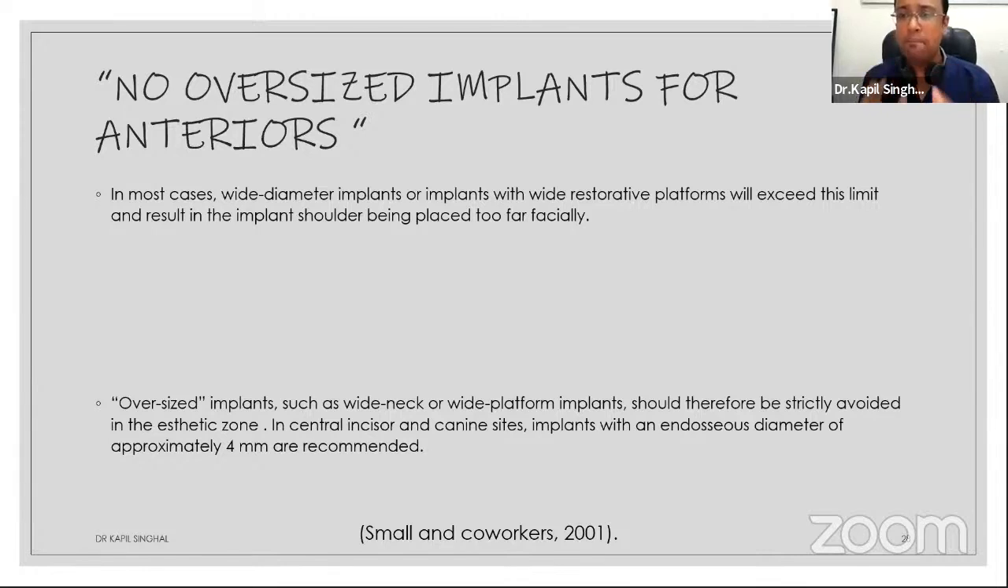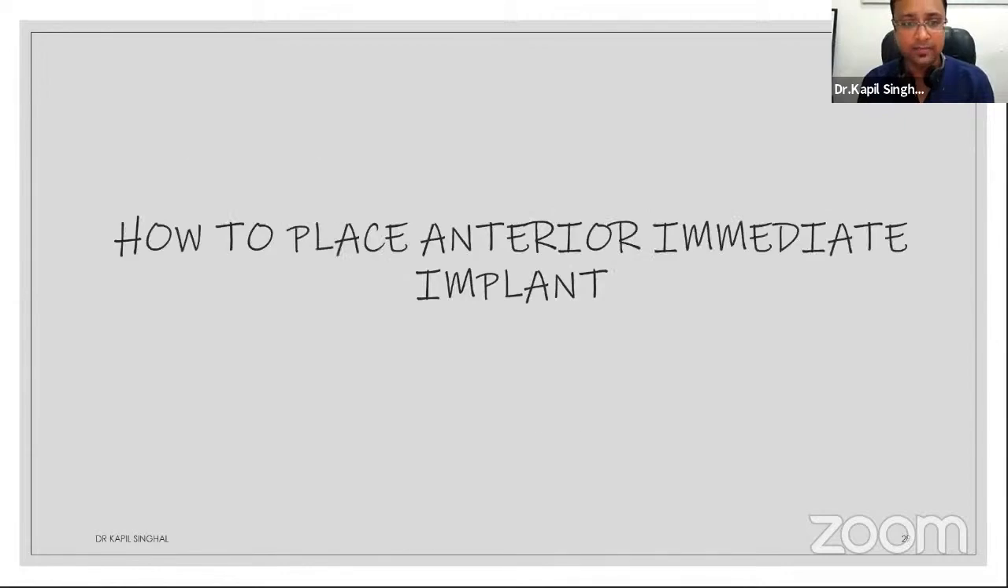So an implant size of 3.5 to 4 mm is sufficient if you are going for an immediate implant in anteriors. My preferred size for incisors is mostly 3.5 to 4 mm. For laterals, always 3.5 mm. And if it is a canine, a 4 mm implant is what I prefer. I personally like more amount of bone, so I keep a safe distance of around 1.5, 2, or 2.5 mm between my labial plate and the implant. So please, no oversized implants for anteriors.